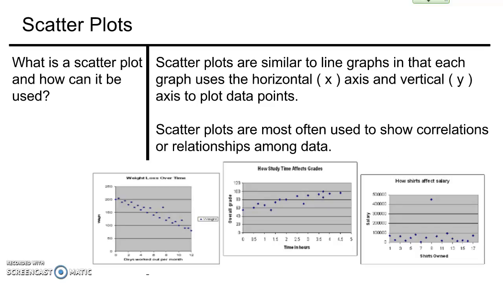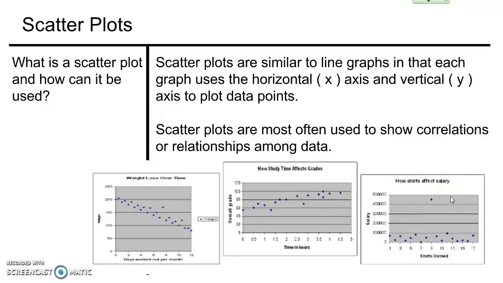Okay, what is a scatter plot and how can it be used? Scatter plots are similar to line graphs in that each graph uses the horizontal x-axis and vertical y-axis to plot data points. Scatter plots are most often used to show correlations or relationships among data. So here is a scatter plot, and you notice on this graph that instead of seeing a line, we just see a bunch of points. Okay, here's another scatter plot, and again we see just a bunch of points. And then here we see a bunch of points as well.